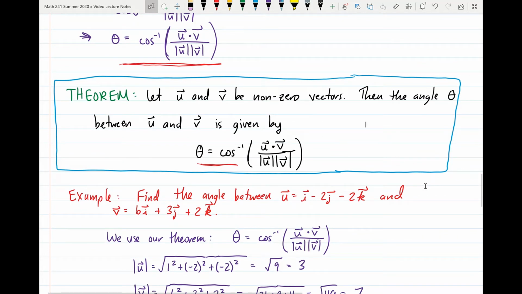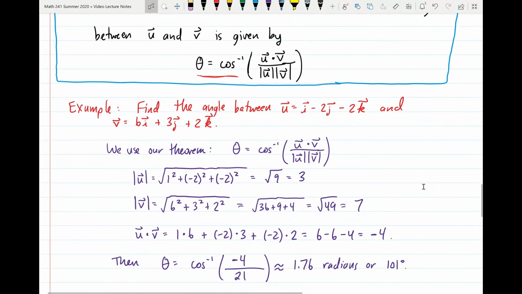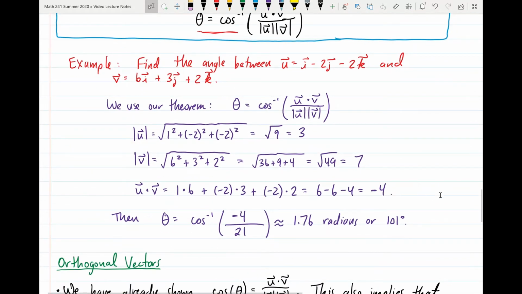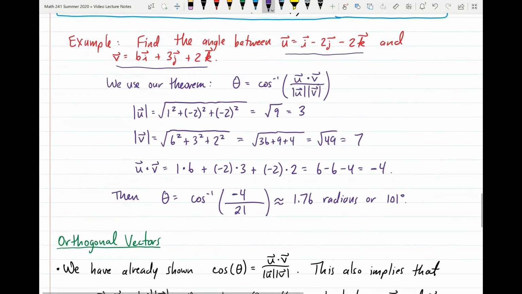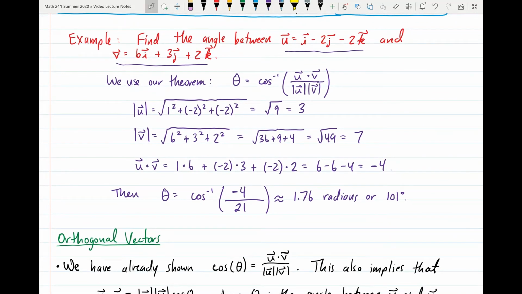Okay, so it's probably best to go right into an example from here. Let's say that we have the two vectors u equals i minus 2j minus 2k, and v equals 6i plus 3j plus 2k. And we want to find the angle between our two vectors. Then we're going to use the theorem that we just derived above. So theta is equal to the inverse cosine of u dot v divided by the magnitudes of u and v.